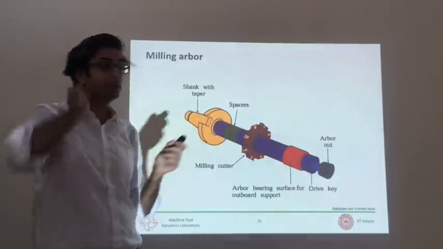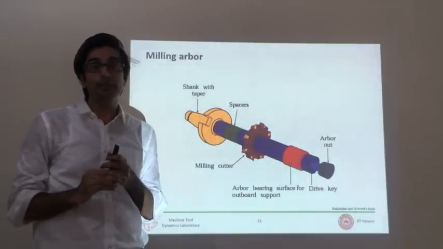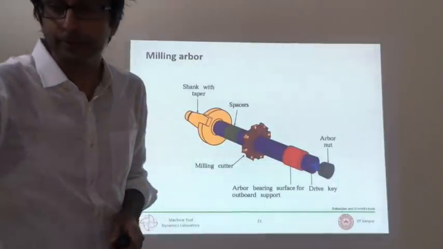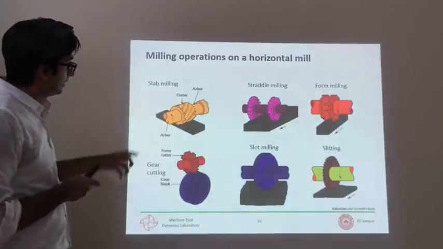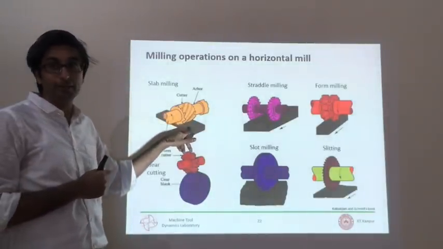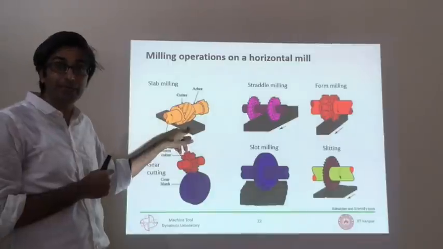So to just give you a sense of what are the kind of machining operations possible now with manual milling machines, I will discuss just a few. These are just some examples. This is what I showed you in the first slide on the milling machine. This is called slab milling.